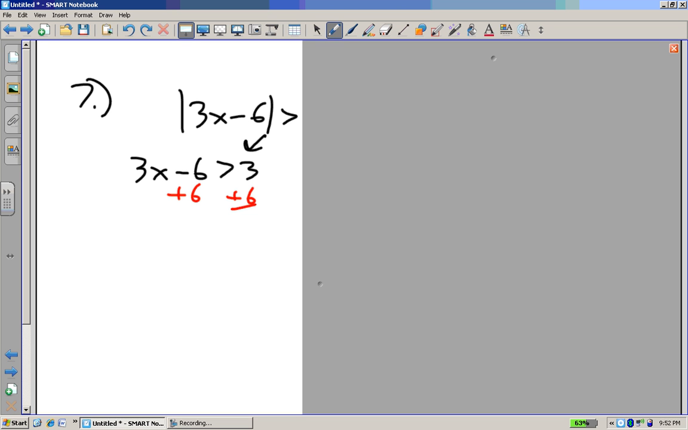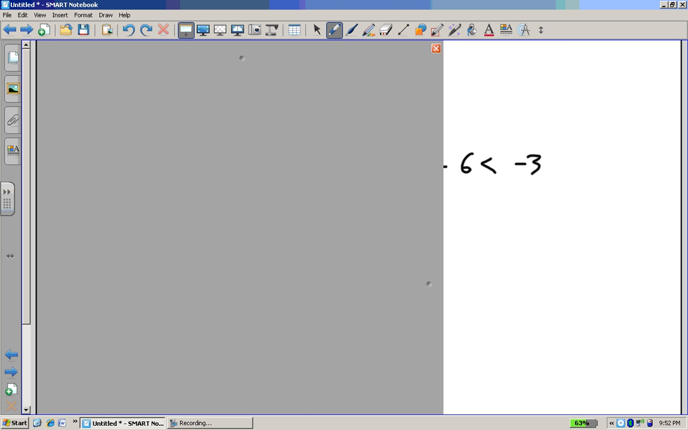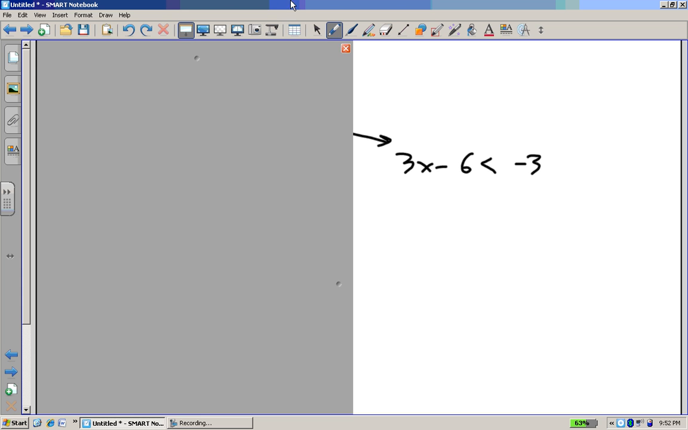Add 6. 3x is greater than 9. Divide by 3. x is greater than 3. And now I'll focus on the other side. We're going to add 6 to both sides. 3x is less than positive 3. Divide by 3, and x is less than 1.